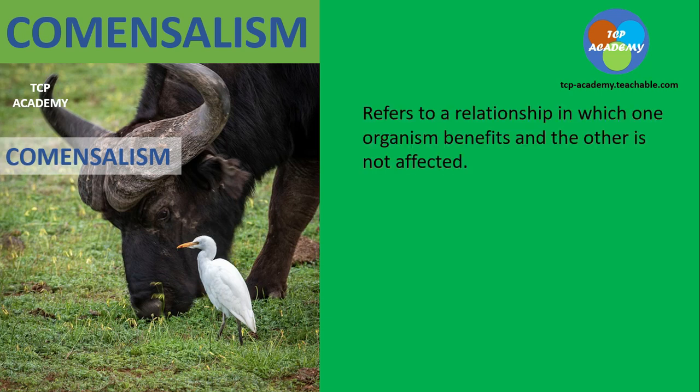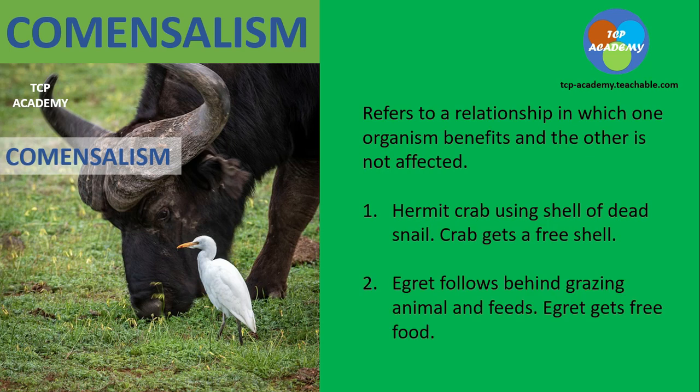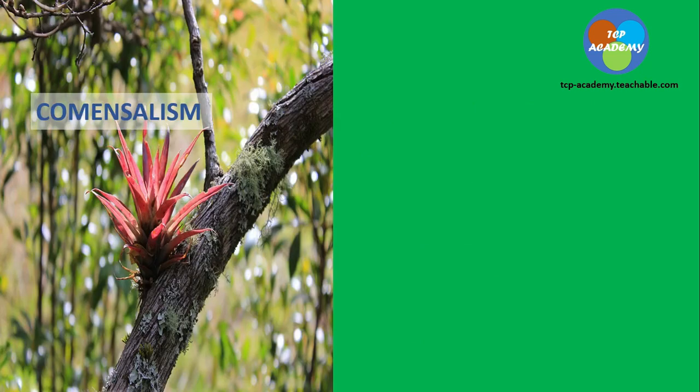Commensalism refers to a relationship in which one organism benefits and the other is not affected. So here the cattle is not affected by the interaction. However, the egret is benefiting as it is getting food. Then there is a hermit crab using the shell of a dead snail. The crab here is getting the shell, and in no way is the snail affected because the snail is already dead. Egret, following behind a grazing animal, as we're seeing here, feeds pretty much on the insects, getting food while the animal or the other animal is not affected.